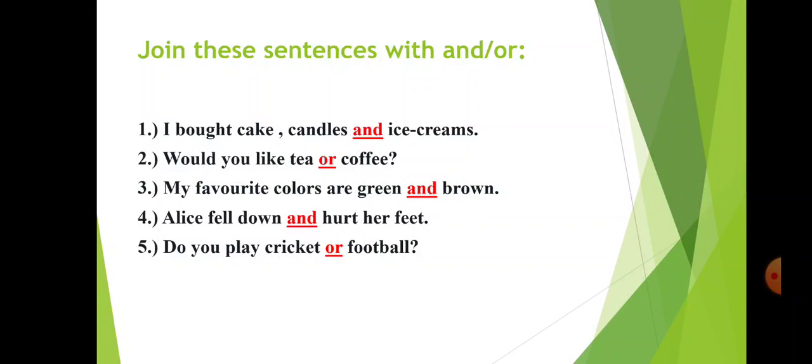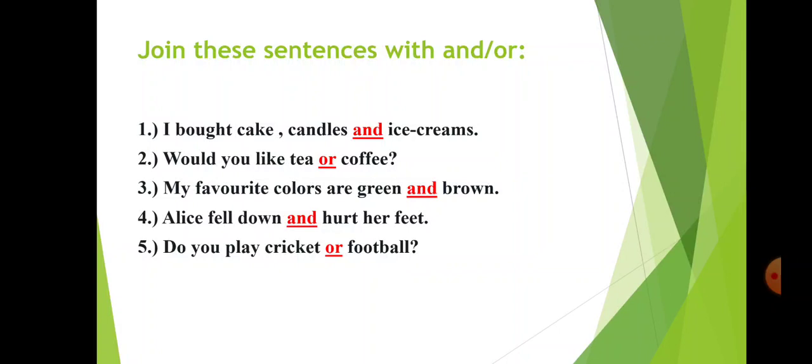Third one, my favorite colors are green and brown. So here green and brown both are the favorite colors of a particular individual. So we will be using the conjunction and in this particular sentence. Fourth, Alice fell down dash hurt her feet. So we will be using the conjunction and in this particular sentence.